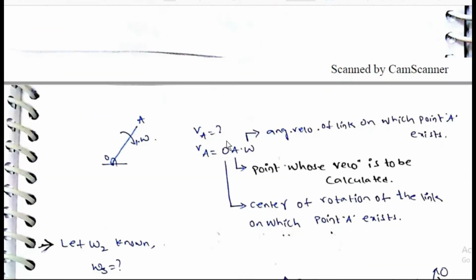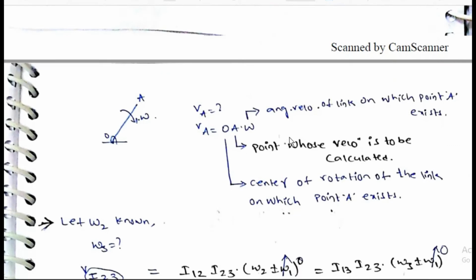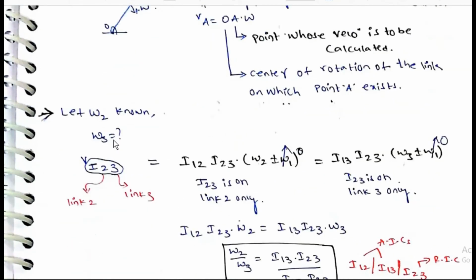VA is equal to OA omega. Omega is the angular velocity of the link on which point A exists. A is the point whose velocity is to be calculated. O is the center of rotation of the link on which point A exists. Let omega 2 be known. Omega 3 is equal to question mark.